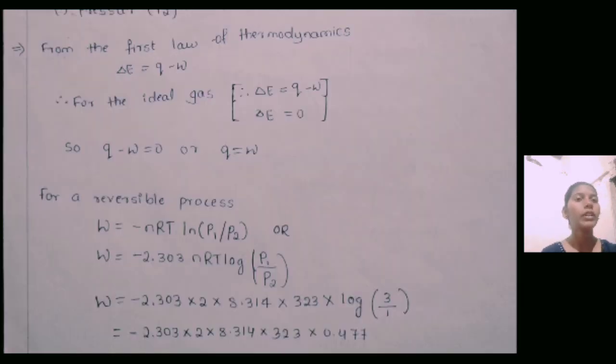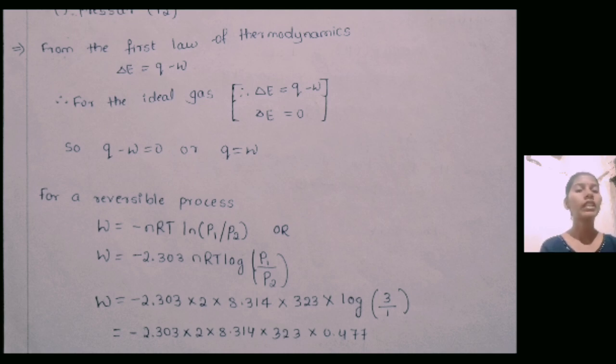From the first law of thermodynamics, delta E is equal to Q minus W. For the ideal gas, delta E becomes 0. So, Q minus W equal to 0 or Q is equal to W. For a reversible process, W is equal to minus nRT ln P1 divided by P2 or W is equal to minus 2.303 nRT log P1 divided by P2.